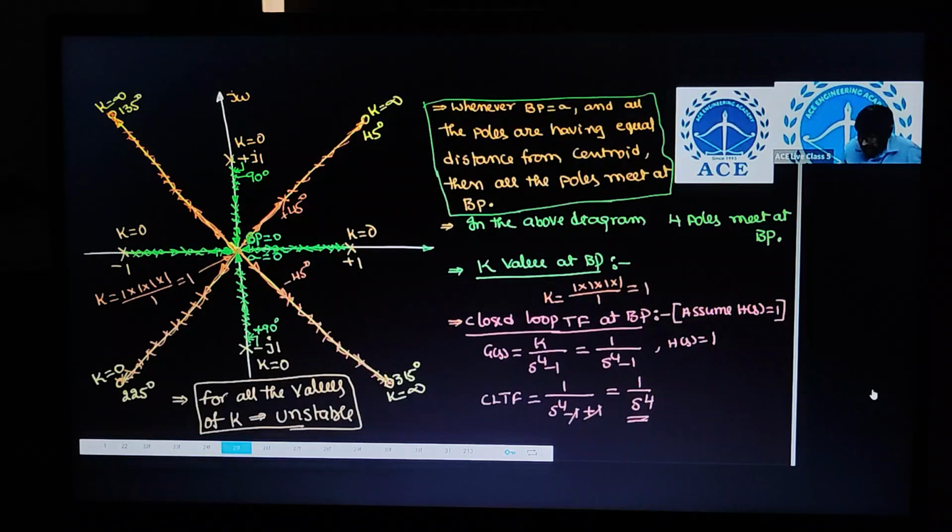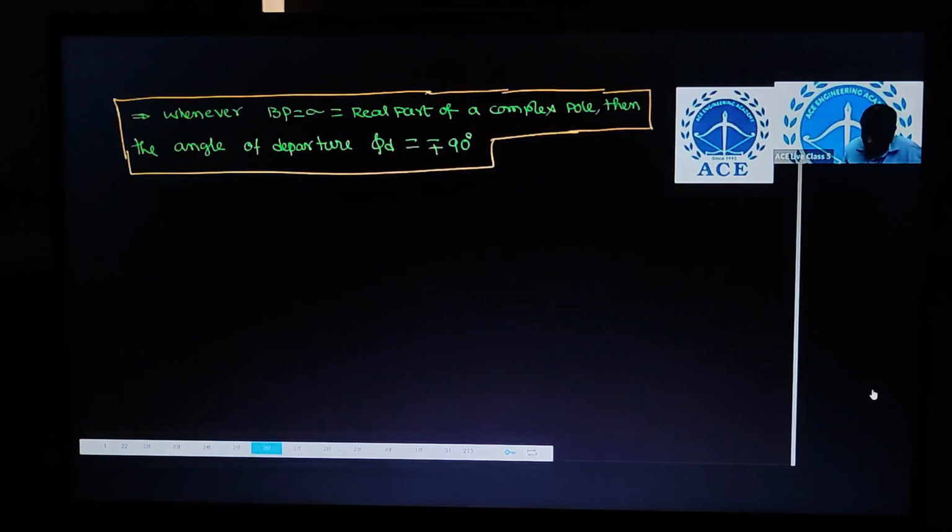Is it clear, all of you? Clear? Right. Next problem. Again, this concept will come in the next class. You should not forget this. I'll write the angle of departure directly. So read all these points today itself. Don't be lazy.